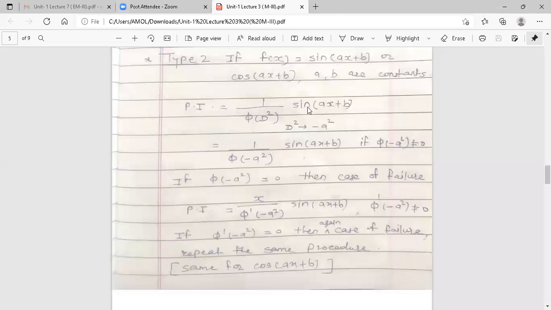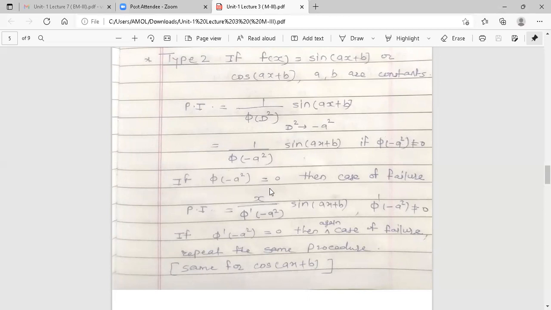So when there is a sine of ax plus b function, in that case we always replace D square by minus a square. We replace only the terms of D square and not of D. Remember that we always replace the term of D square by minus a square when there is a sine function of ax plus b. So the next term will be 1 upon phi of minus a square into sine of ax plus b. And the condition is that phi of minus a square must be non-zero. The denominator must be non-zero.